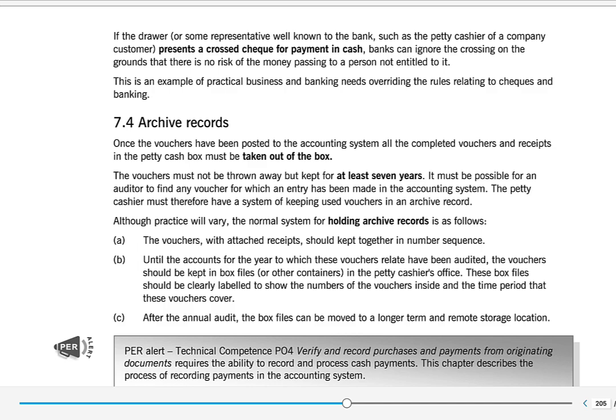Quick summary to finish. Lesson 7.3 teaches us about crossed checks. Crossed checks are meant to go into a bank account, not be cashed. But in practice, banks may sometimes cash them for trusted business customers. Lesson 7.4 teaches us about archive records. After posting petty cash vouchers to the accounting system, we store vouchers and receipts safely. We keep them in order, well labeled, and for at least 7 years.